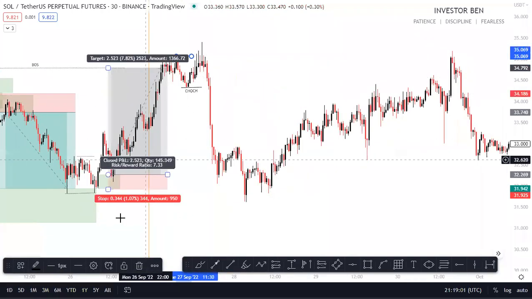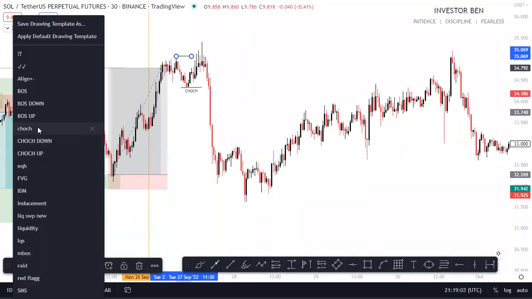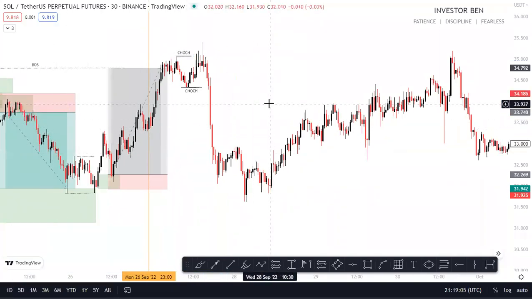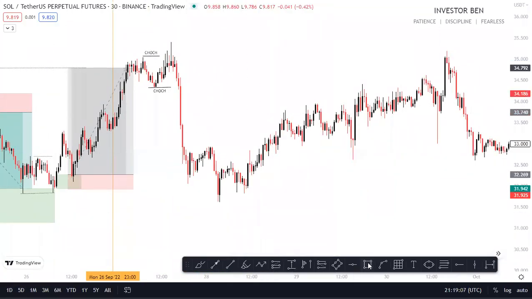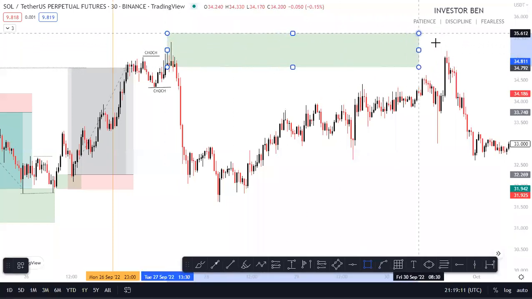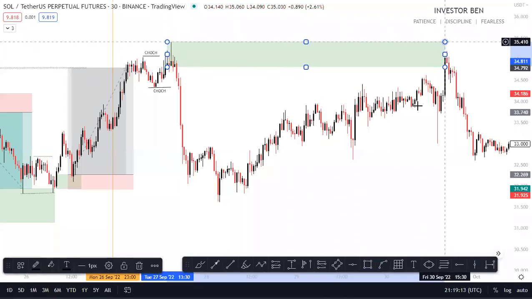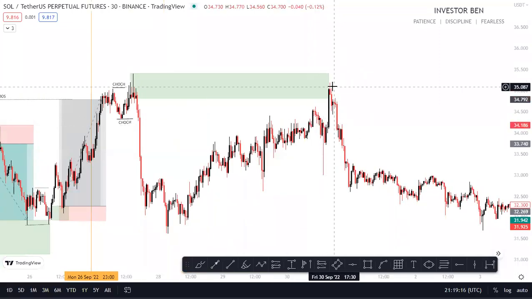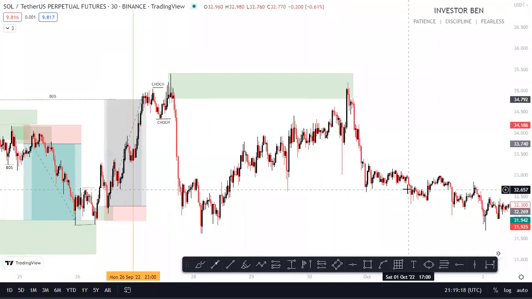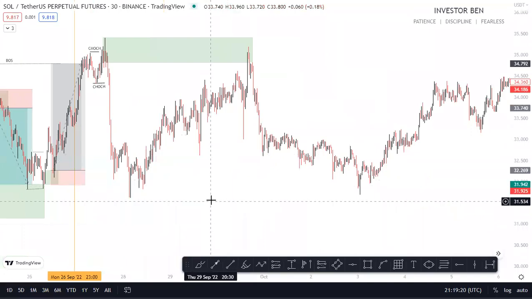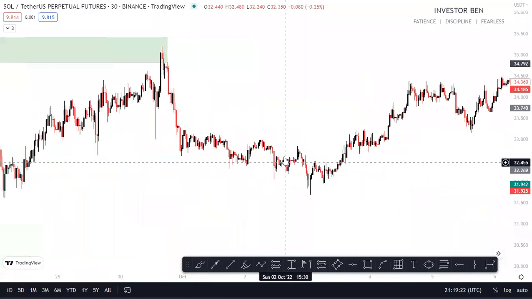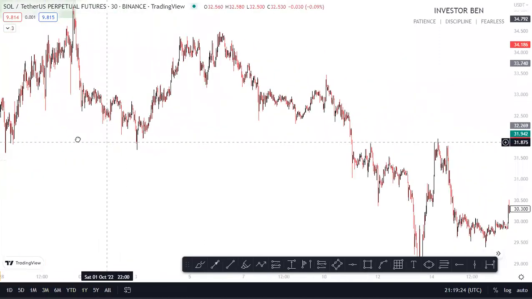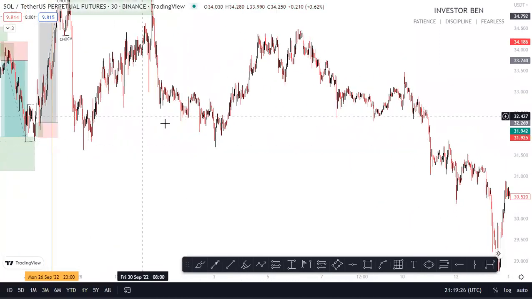This is a change of character to the upside, and we are being provided with a valid supply zone to sell the markets to the downside, right? A valid supply zone to sell the market. I was hoping price would take out this low. Okay, price took out that low.